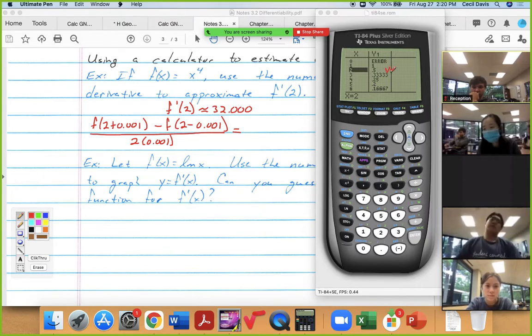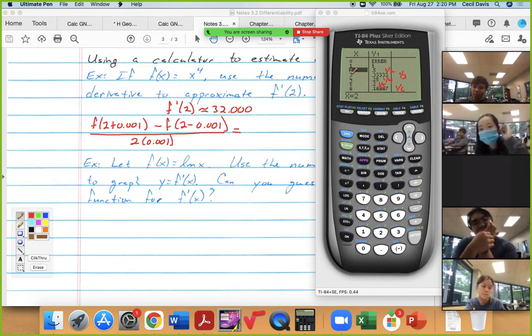Yep. And then 0.333, what is that? 1/3. And 0.25. And 0.2. Anybody want to guess what 0.16666 is? So when x was 1, the derivative was 1. When x was 2, the derivative was 1/2. When x is 3, the derivative is 1/3, etc. So what do you think a function for f of x would be?